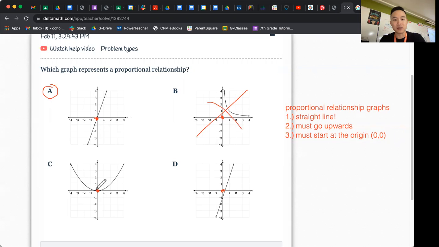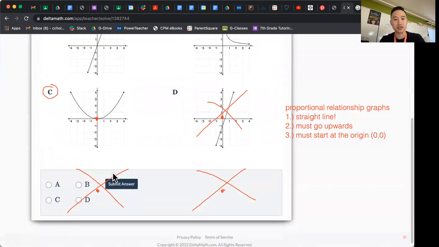C doesn't work either because, okay, it does go through the origin, it does go up, but it is not a straight line. C is not a straight line. And D is a straight line. It does go up, but it does not go through the origin. So D is not proportional either. So A is my choice here.